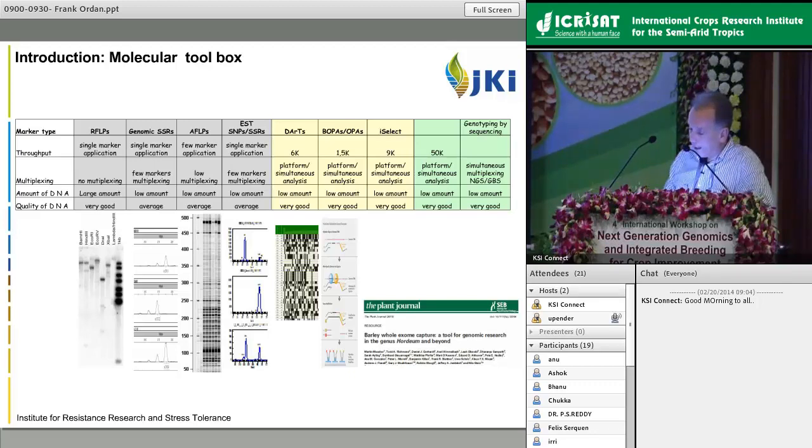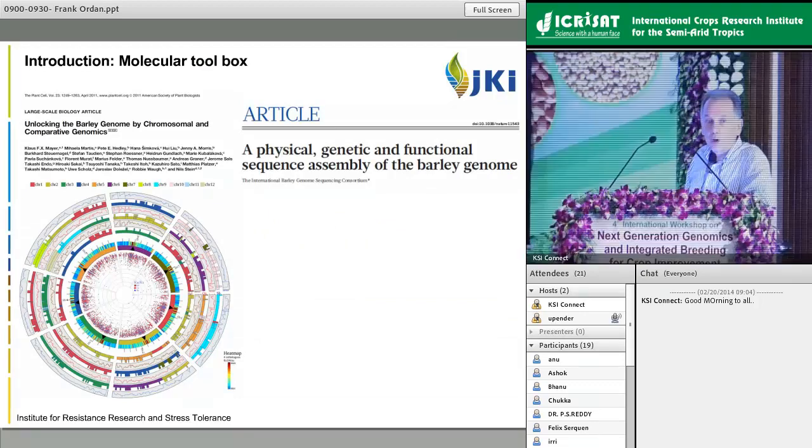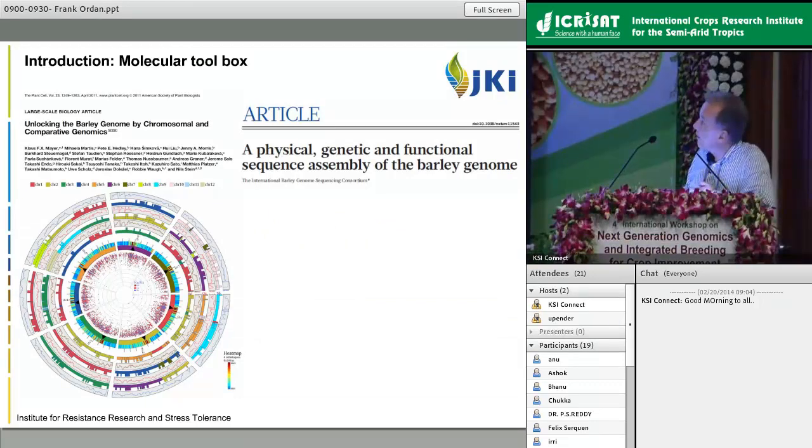exome capture, and besides this, in barley, the so-called genome zipper is available, which is a virtual order based on synteny to Brachypodium, rice, sorghum, and sequence information in barley. So a virtual order of the genes available in barley. Besides this, a physical, genetic, and functional assembly has been published already.